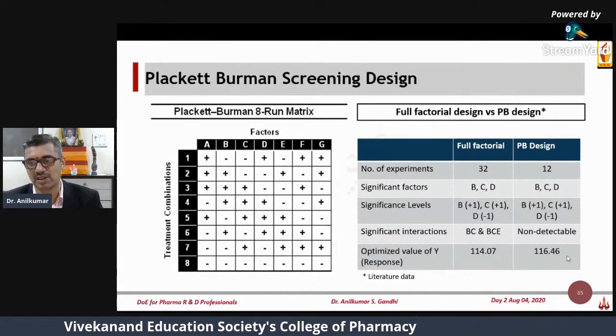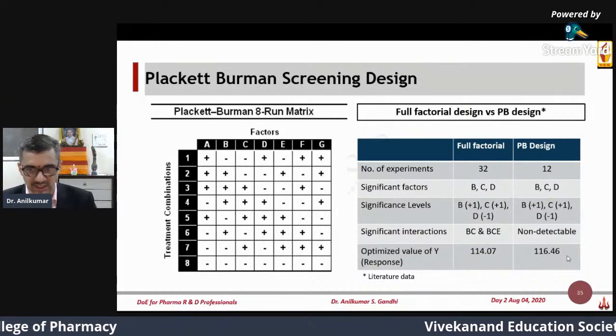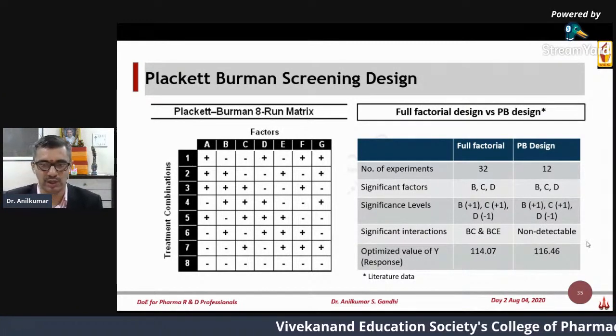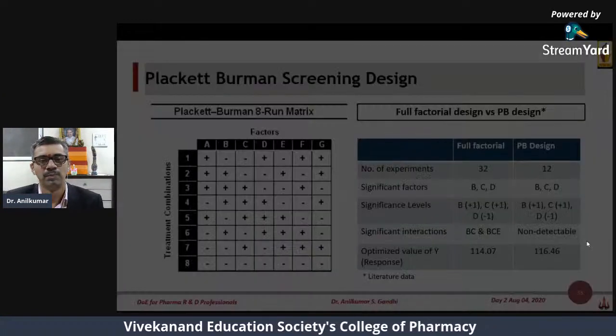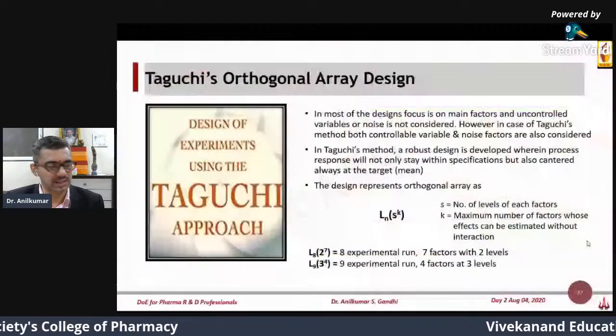When you have fewer factors, I would still recommend you go with the full factorial designs with center points, which we'll be doing next week, in the next session tomorrow. Let's quickly go to Taguchi's orthogonal array design.